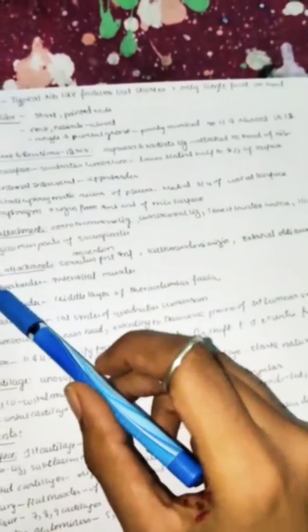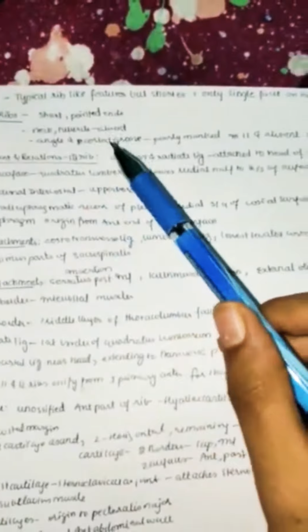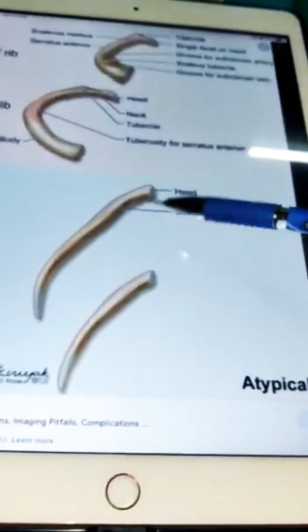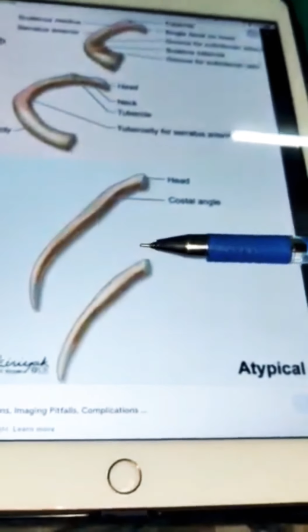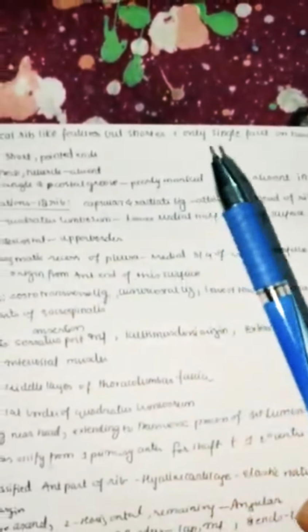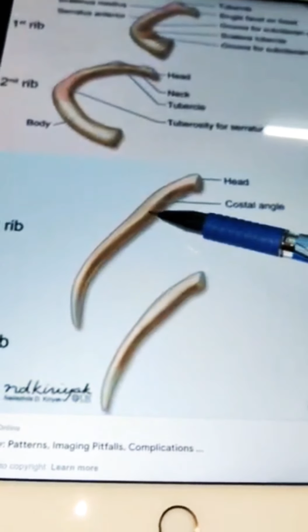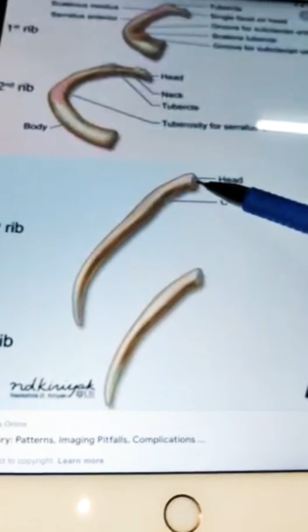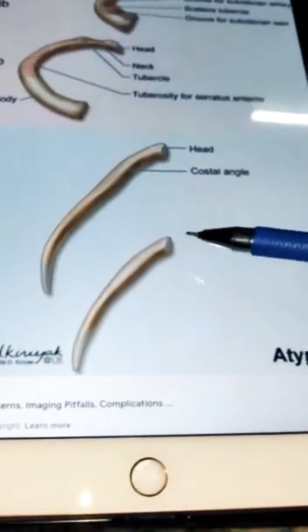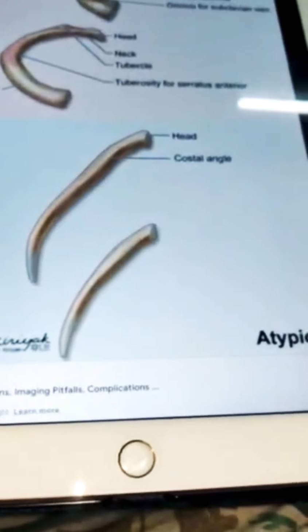So you can see here the neck and tubercle are absent. The neck and tubercle are absent at the posterior end. At the posterior end there is no neck and also there is no tubercle. And the angle and costal groove are poorly marked in 11th and absent in 12th. So you can see the angle and costal groove are poorly marked. Especially in the 11th rib the angle is present but poorly, and also the costal groove is poorly marked, whereas in 12th you can see there is completely no angle and also no costal groove.